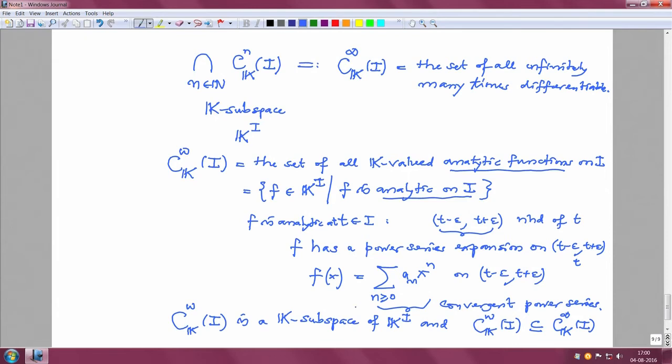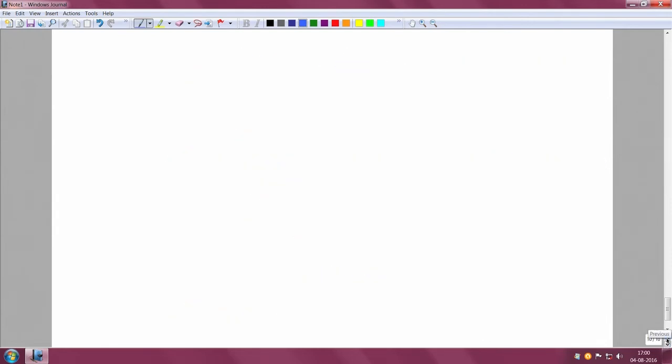Also here the inclusion is proper. It is tougher to construct an example of a C infinity function which is not analytic. Such functions usually arise in probability. Okay, so enough of these function spaces. This example was completely devoted to the subspaces which arise in analysis.